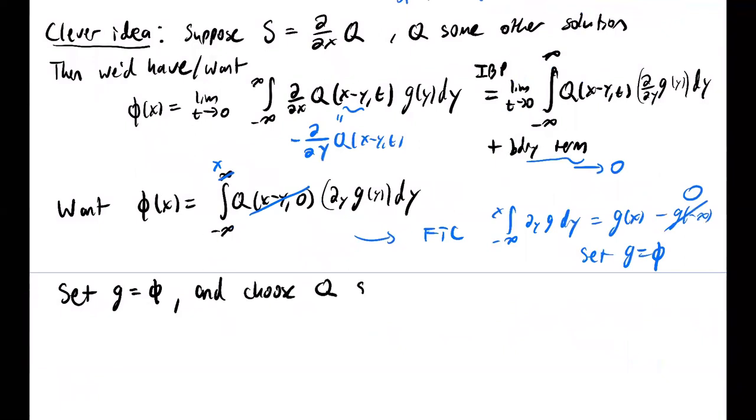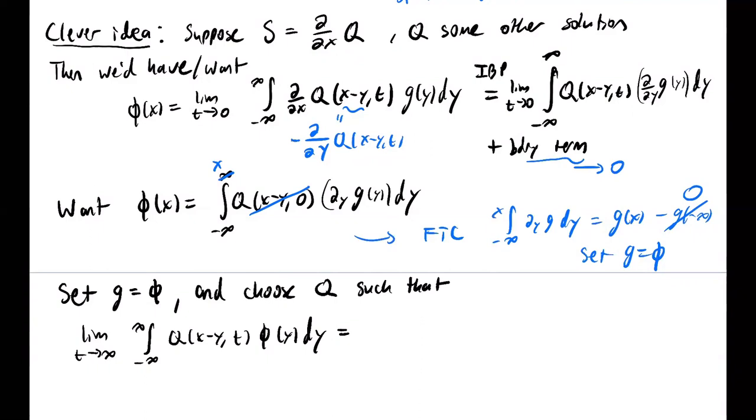So I want to choose q such that if I take the limit as t goes to 0, I'm not going to write g anymore, I'm just going to write phi. Oh, sorry, it should be phi of y. So let's just put the phi of y there. I want this to equal, when t is equal to 0, the integral from minus infinity to x of phi of y dy, because then this is equal to just phi of x. And so that's what we want for the initial condition.